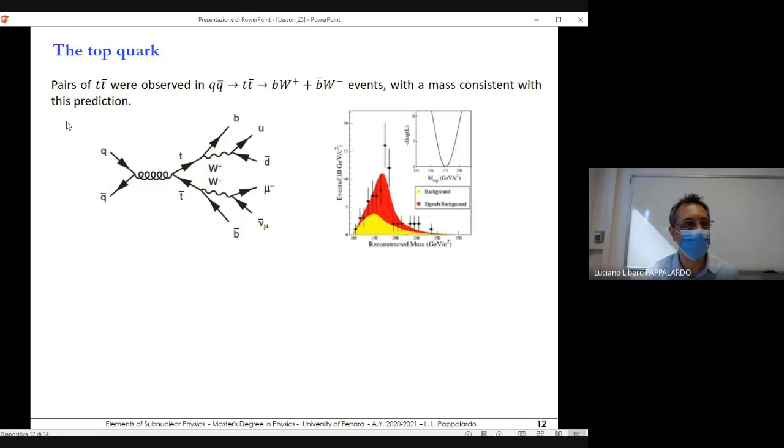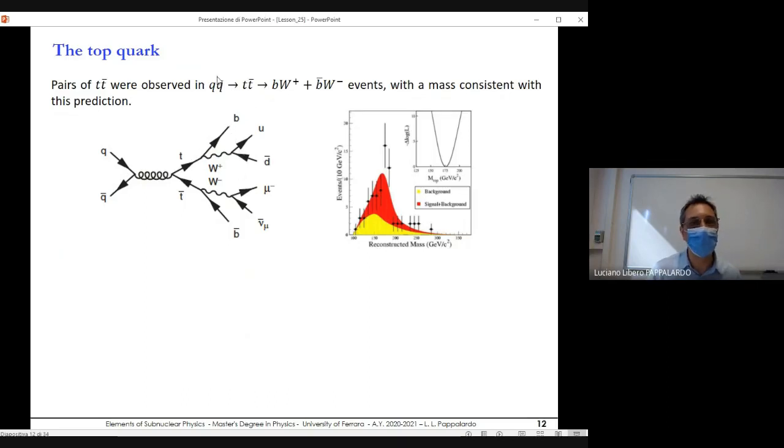So we are colliding a proton and an antiproton. Essentially, you are colliding a bunch of quarks and antiquarks. When the two collide, in very few cases, the annihilation of a q q-bar, so light quarks but high energetic, can produce a t t-bar pair. Then the t decays immediately, in 10 to the minus 25 seconds, into a bottom quark and a W.